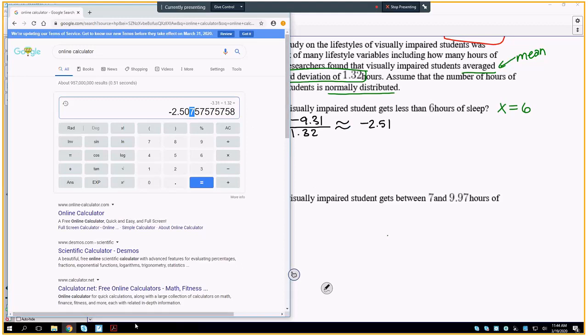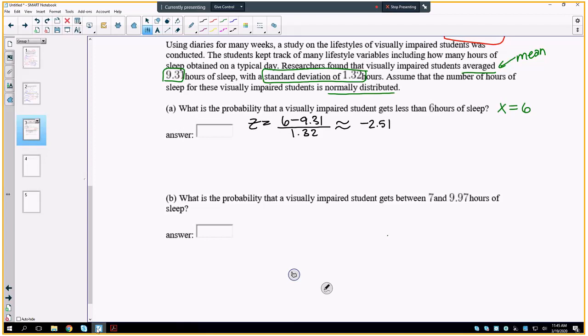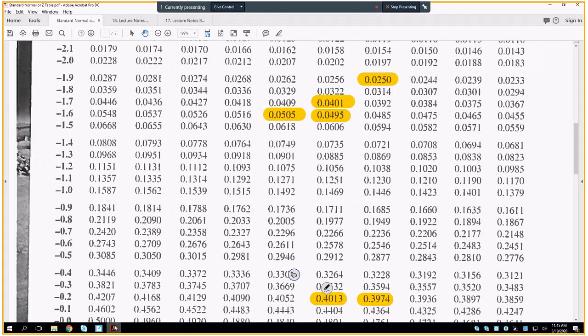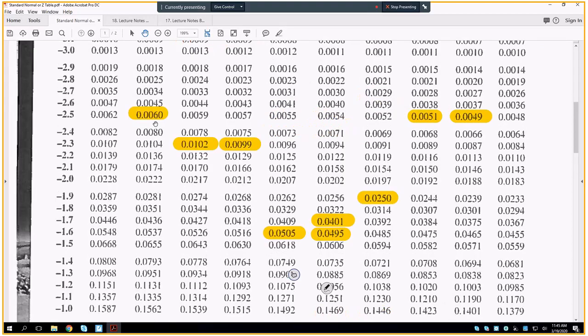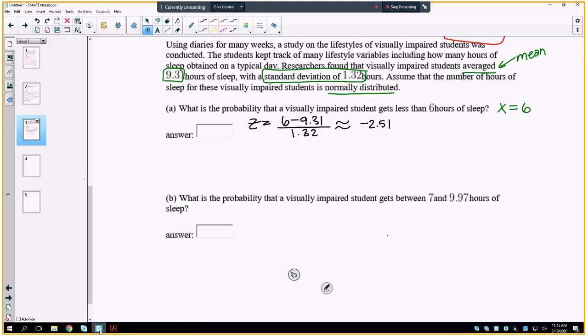And as we know in the table, that makes a difference. We would get a different answer if we use negative 2.5 than if we use negative 2.51. Okay, so we're using negative 2.51. Now we go to our table. Negative 2.51 is here. And as you can see, it is different from if I use negative 2.5, I would have 0.0062. But I knew that I should round up because I was closer to that one. So I'm taking 0.0060 to be my probability.